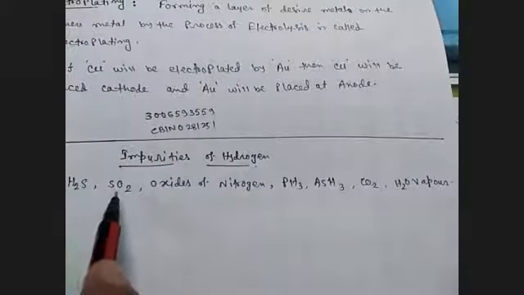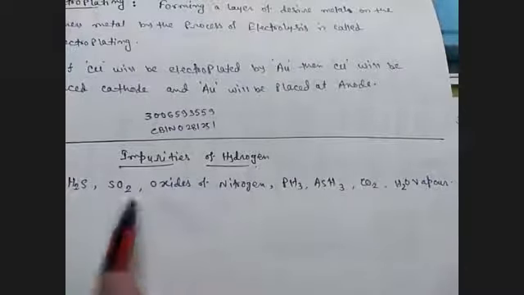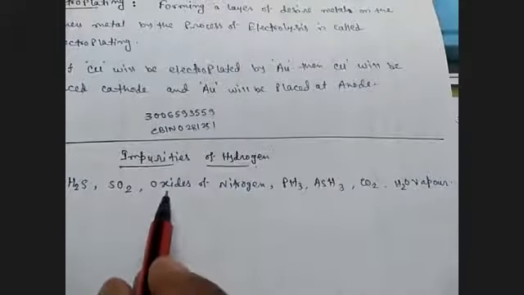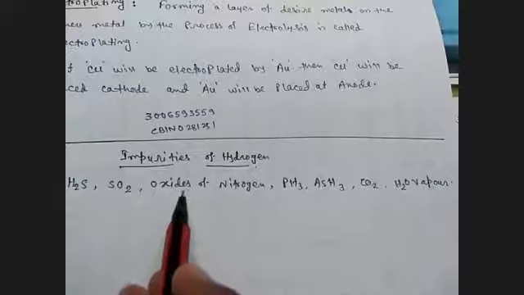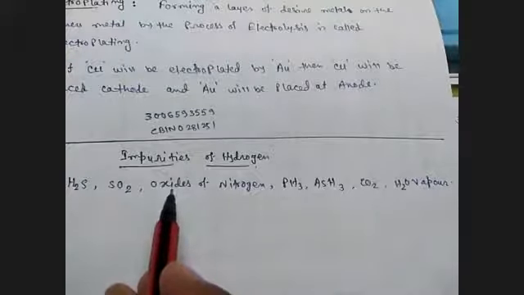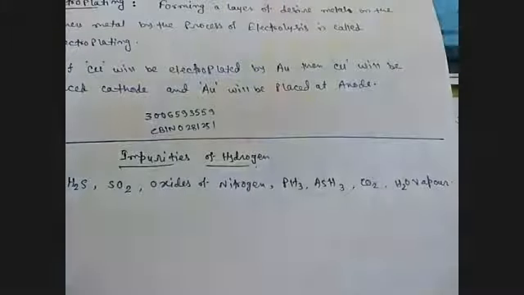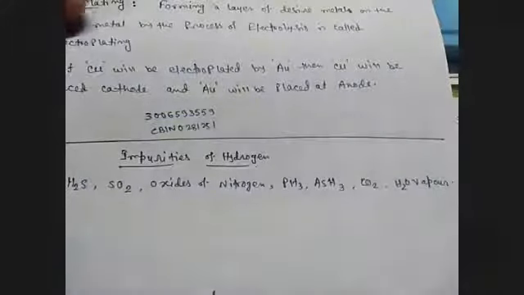Okay, for SO2, CO2, NO2, the oxides of sulfur, carbon and nitrogen, to separate them we will pass any strong alkali. Either it will be NaOH or KOH solution. Okay, so come here to look at the reactions.